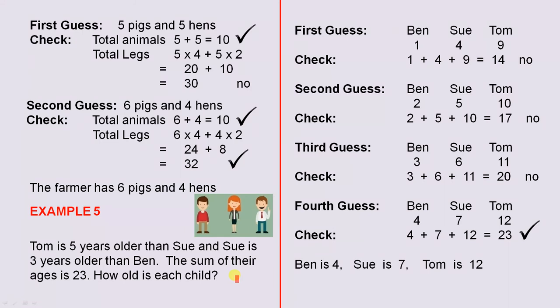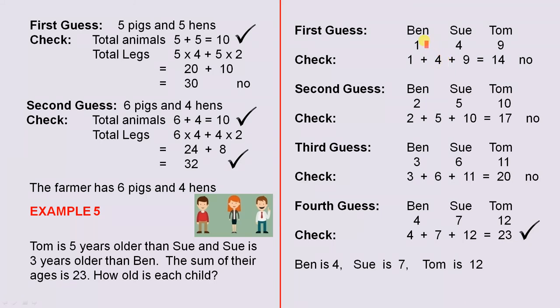Example 5. Tom is 5 years older than Sue, and Sue is 3 years older than Ben. The sum of their ages is 23. How old is each child? Okay, so we're just adding the ages up, and we have to have a total of 23. But the important thing is Tom is 5 years older than Sue, and Sue is 3 years older than Ben.